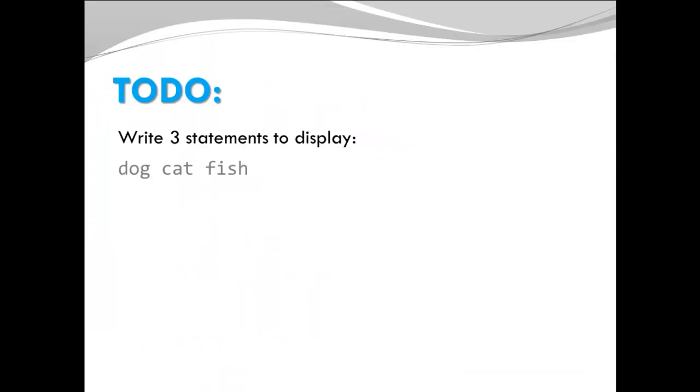Now it is your turn. Create a class that includes a main method. In the body of the main method, write three statements to display dog, cat, and fish. Pause the video. When you're done, press continue.